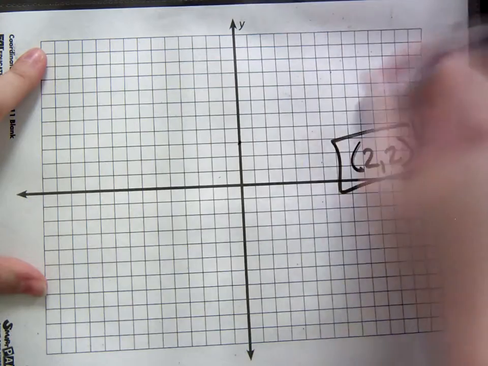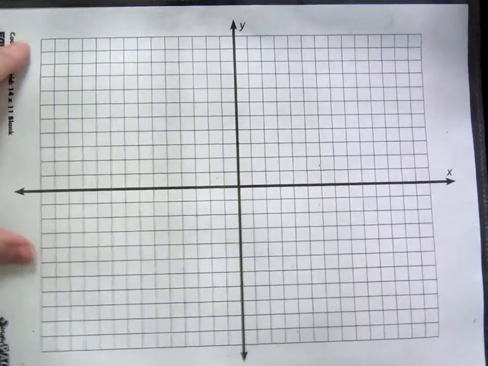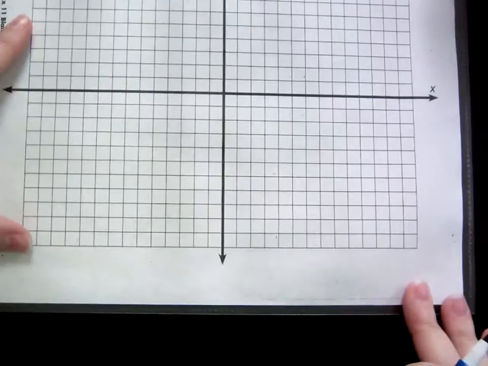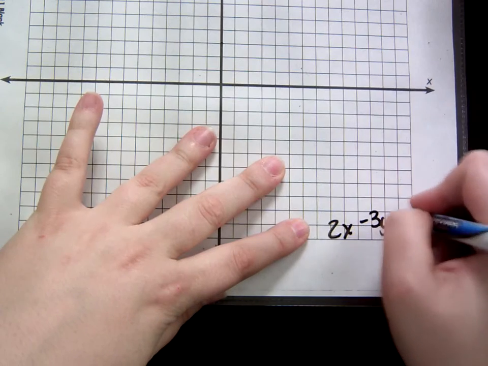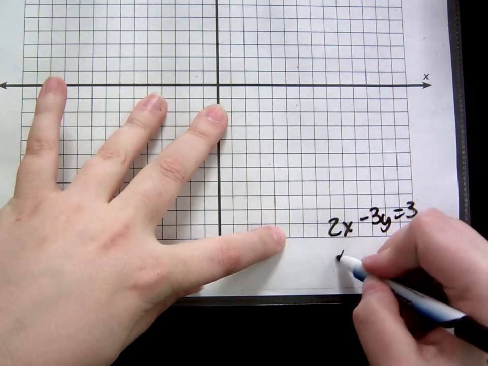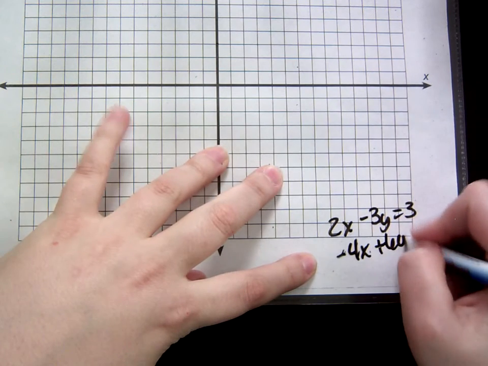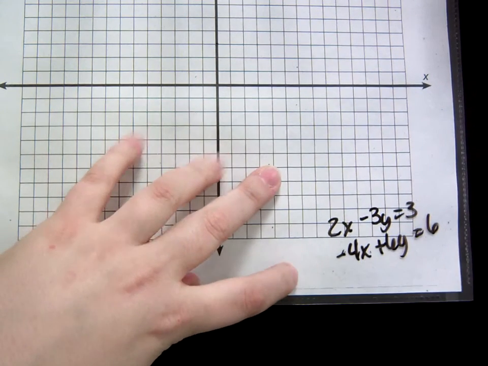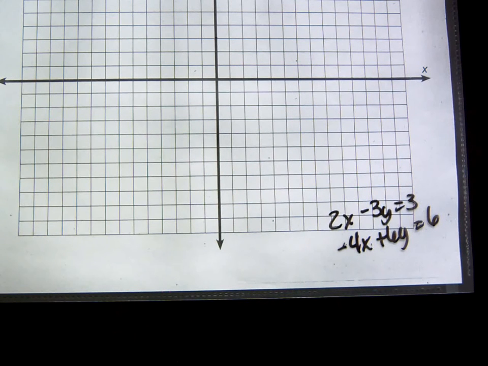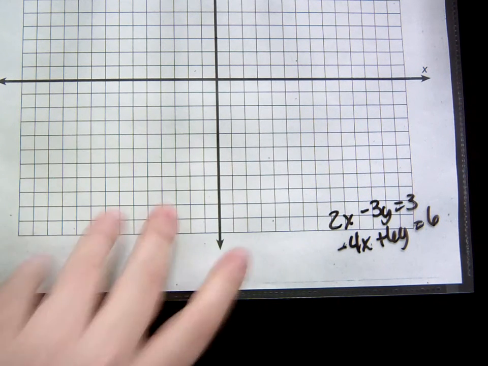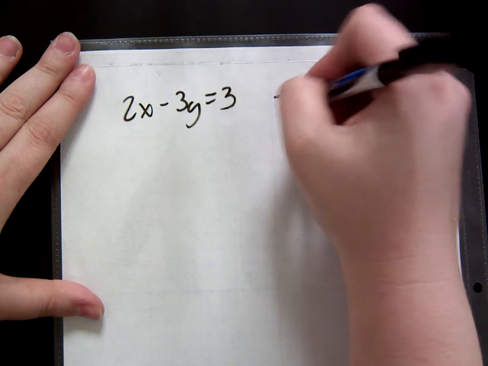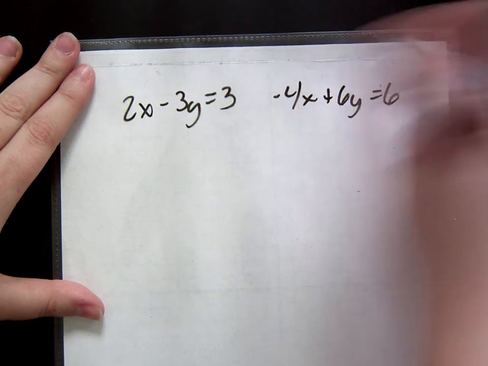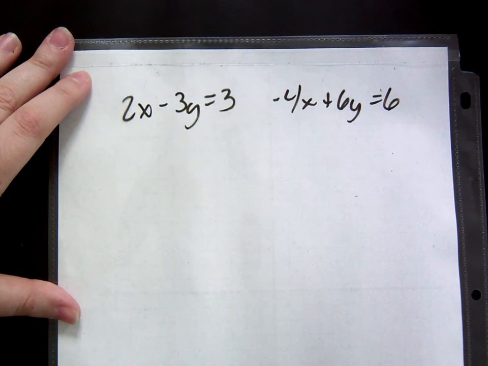Now, let's talk about what to do if your lines are not in slope-intercept form. So let's take a look. I'm going to write them down here: 2x minus 3y equals 3, and negative 4x plus 6y equals 6. What I would have to do is put these into slope-intercept form. So let's take these and put them into slope-intercept form.